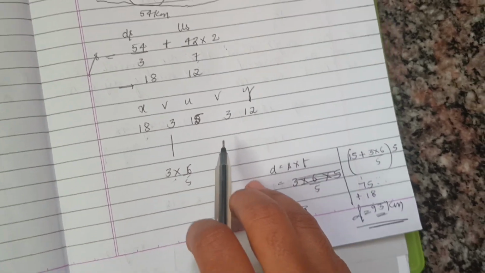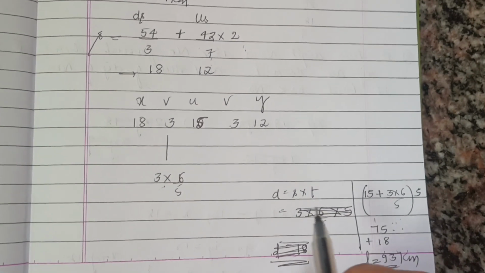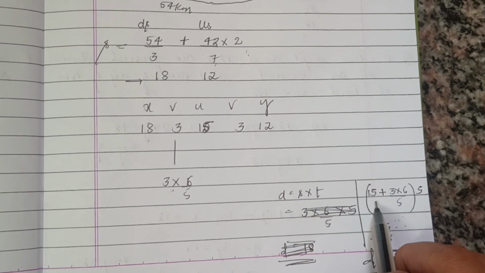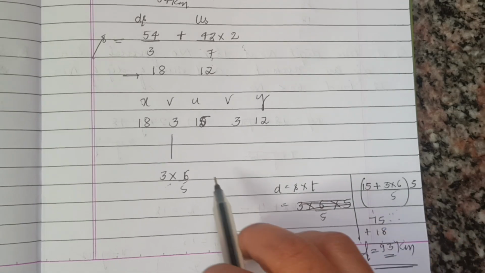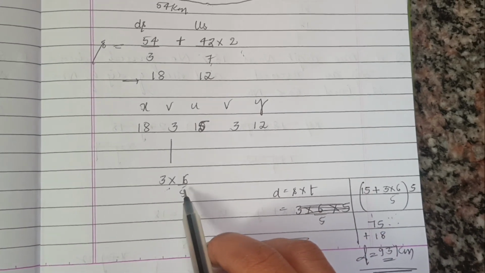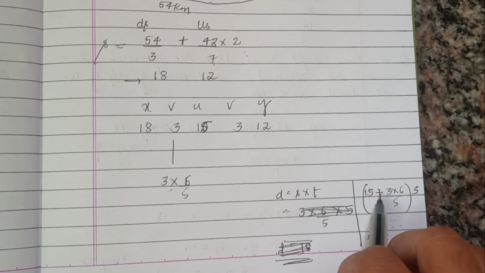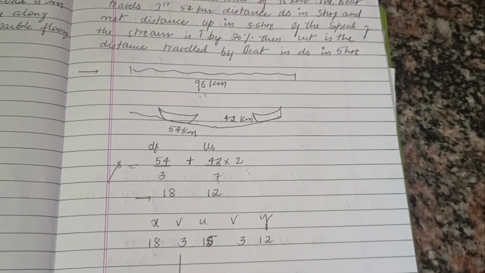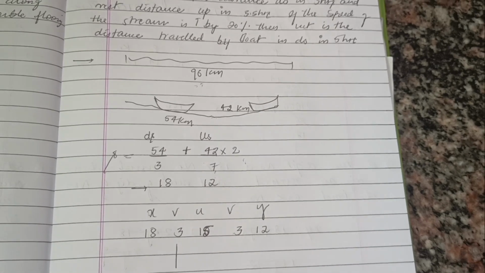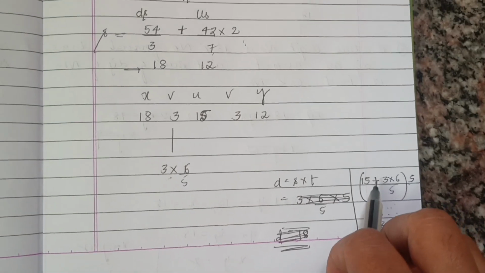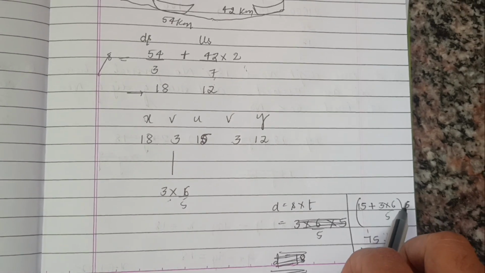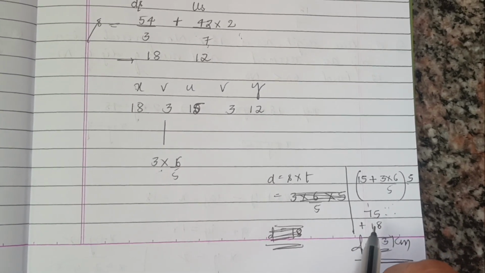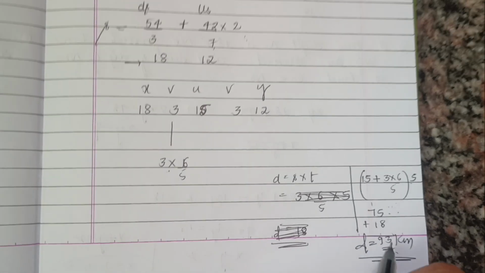Okay, so then what happens here? We know that in order to calculate the distance, we have to multiply speed with time. Here this is the speed of the boat in still water, and I add the speed of the stream, which is 15 plus 3 into 6 by 5, into the total time taken. They already mentioned 5 hours for the distance covered downstream, so that's why I am multiplying here. This is the speed and this is the time. I will get 75 plus 18, which gives 93 km. So this is the answer.